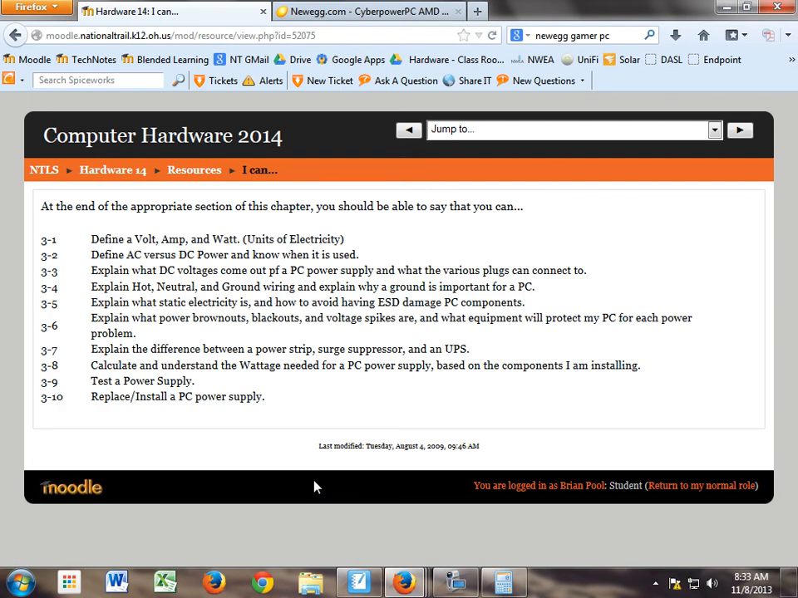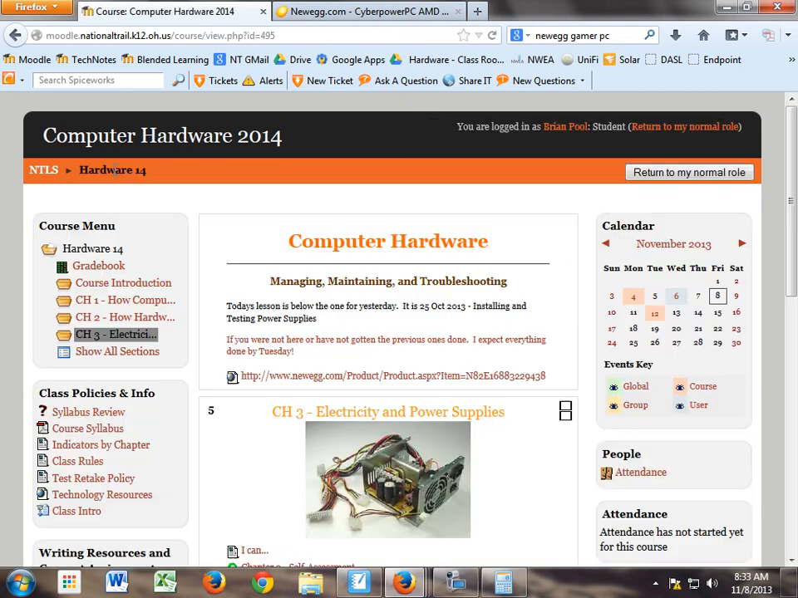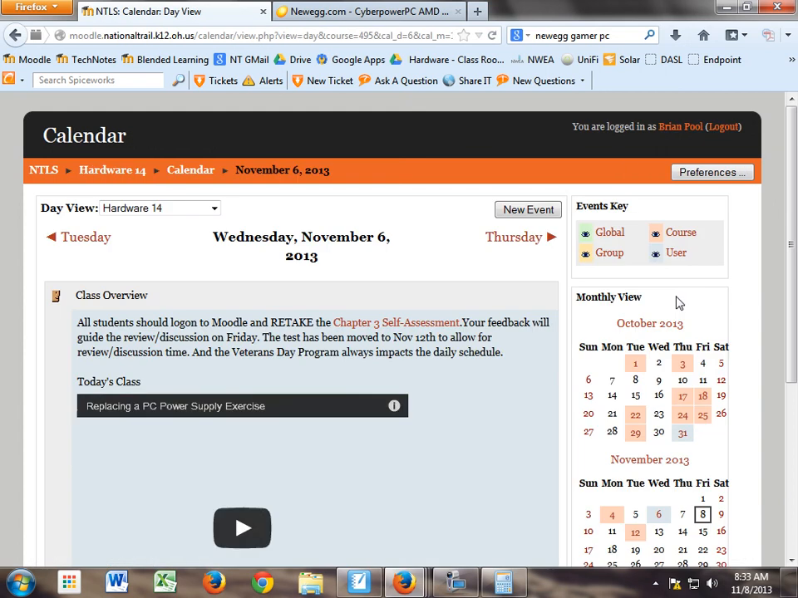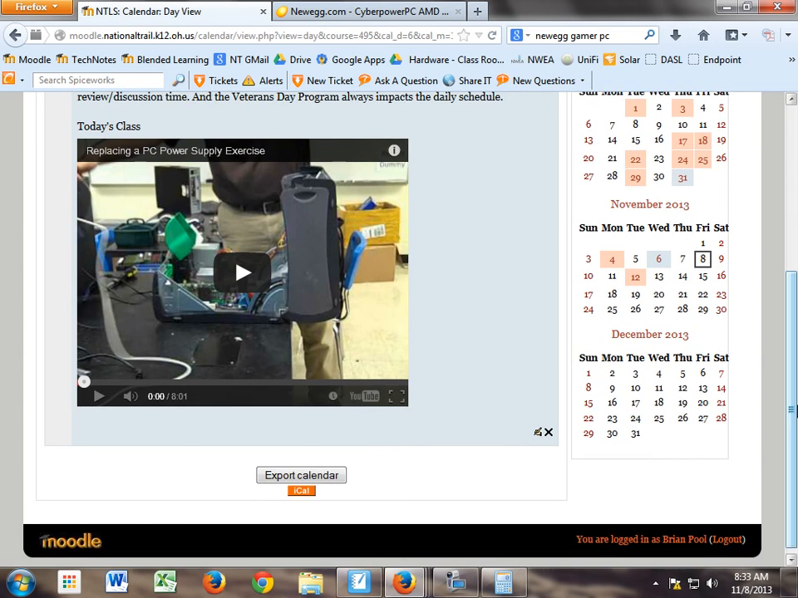Calculate and understand the wattage for a power supply based on the components that you're installing. I already did that, we just did that today. Test a power supply, we did in class. Replace and install power supplies, we did in class. Second block, we recorded it for a student that was missing, and if you don't remember how we did that, that's on the video right here. We actually took a picture of Mr. Poole taking out the power supplies on the video there.